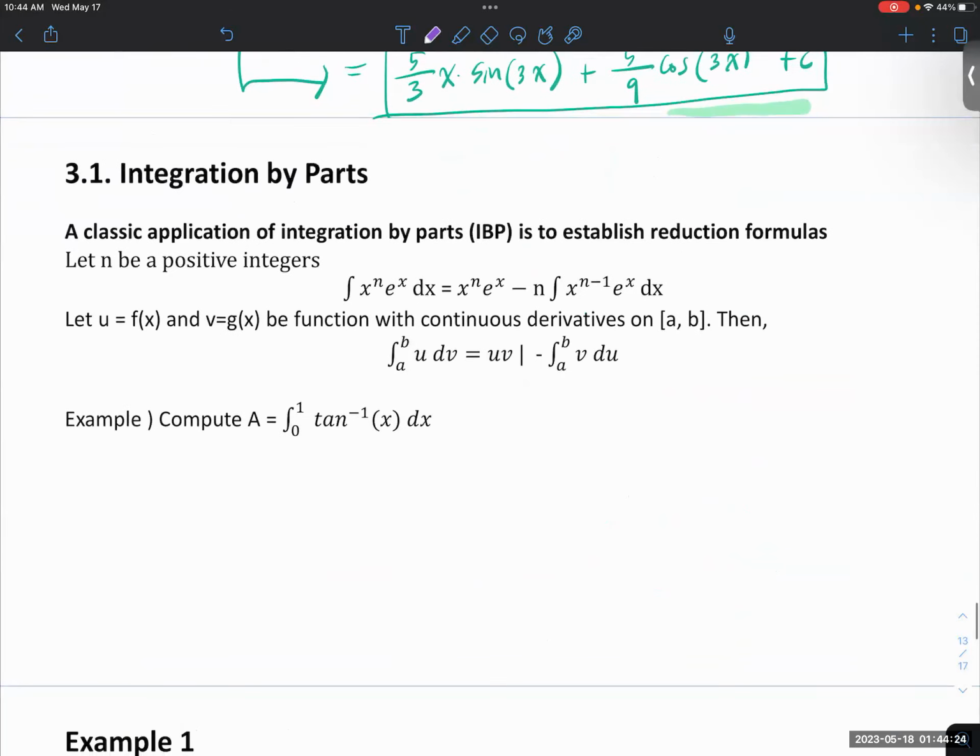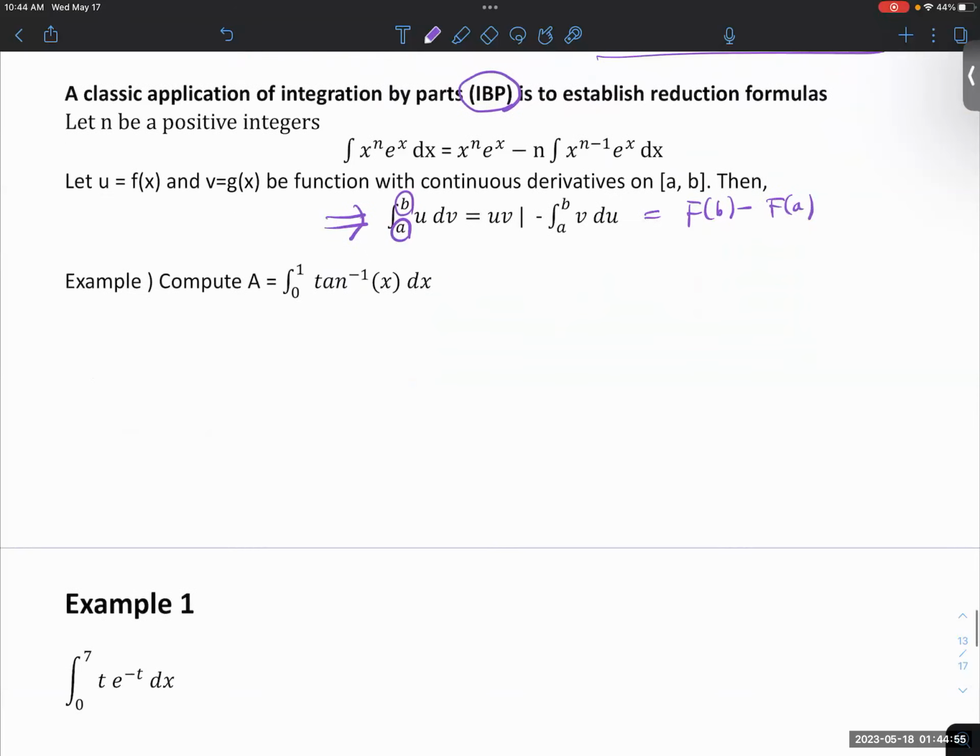So I'm going to keep using the IBP. The formula looks ugly, but we know how to take the IBP method. In IBP, you're going to have u dv equal to uv minus the integral of v du. So now we have a specific interval. So capital B minus capital A, that's something you're going to do at the end after you finish this integral.